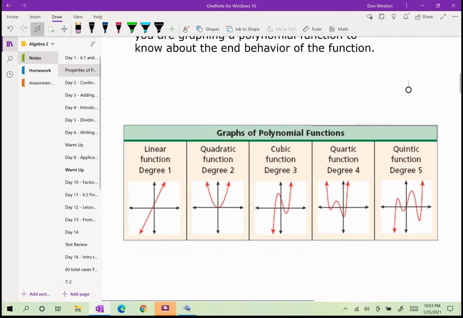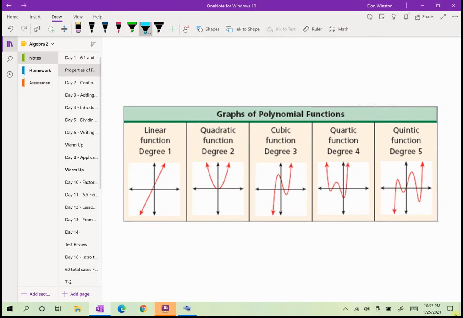So let's look at these cases. Here I have a degree 1, and the slope is positive. Okay, so as x goes to positive infinity, y goes to positive infinity. As x goes to negative infinity, y goes to negative infinity.